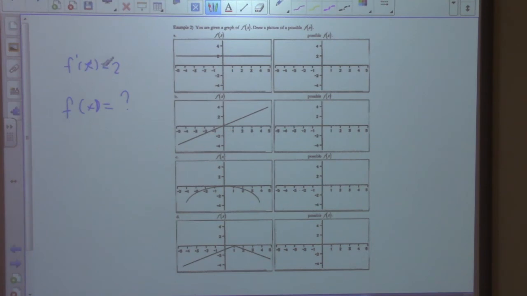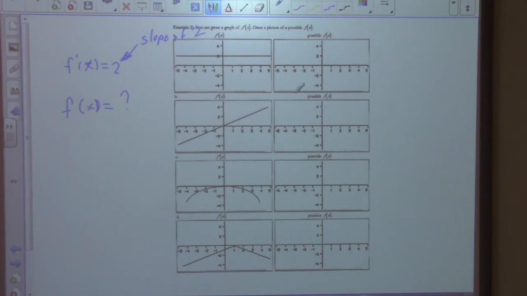So what is this going to be? This is a derivative, but it is a slope of what? Of a tangent line. And what is the value of that slope? Slope of 2.